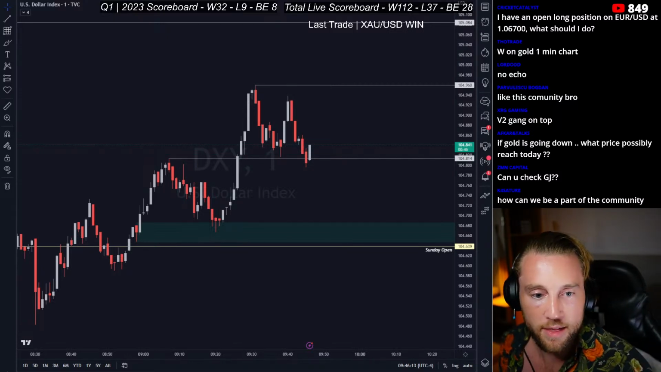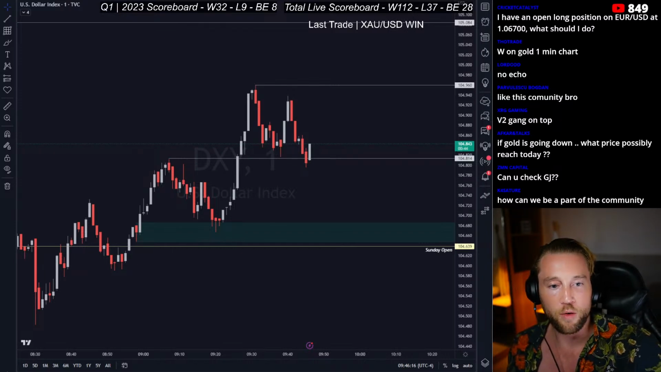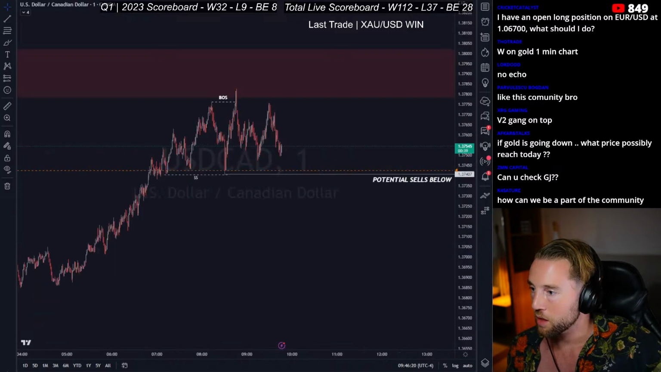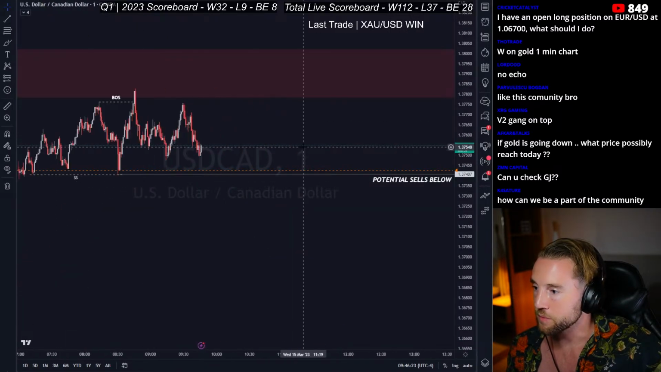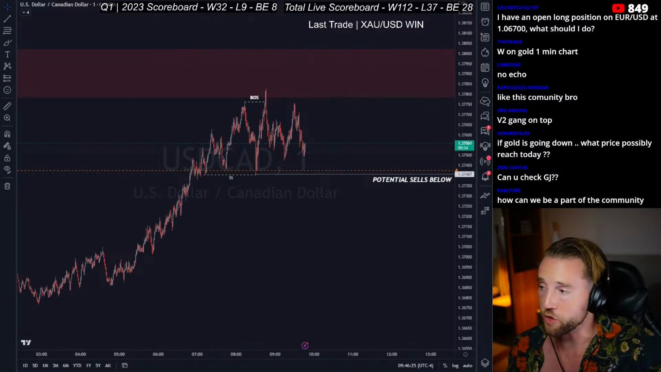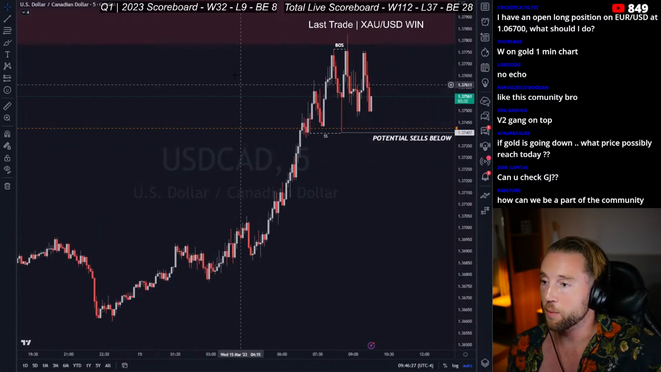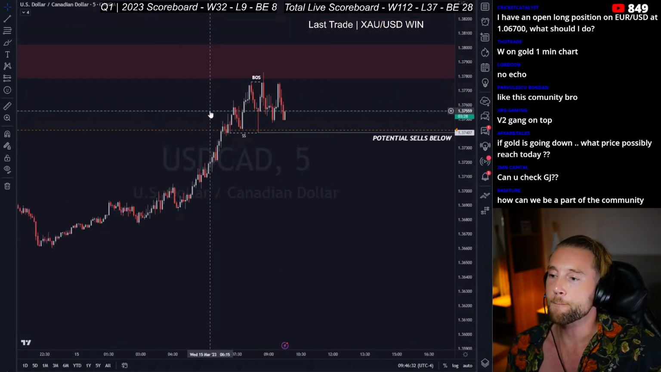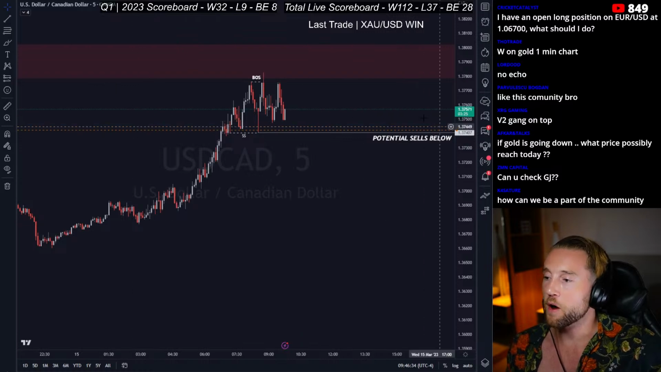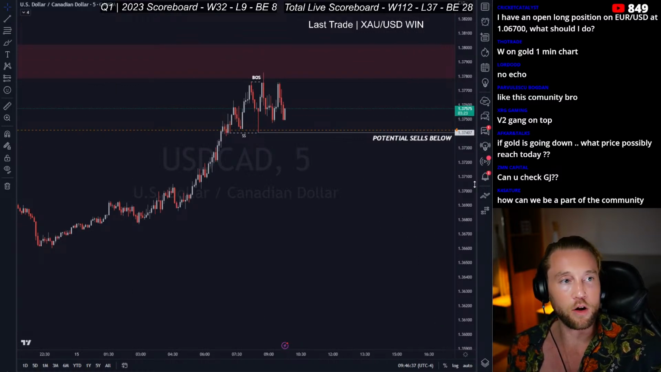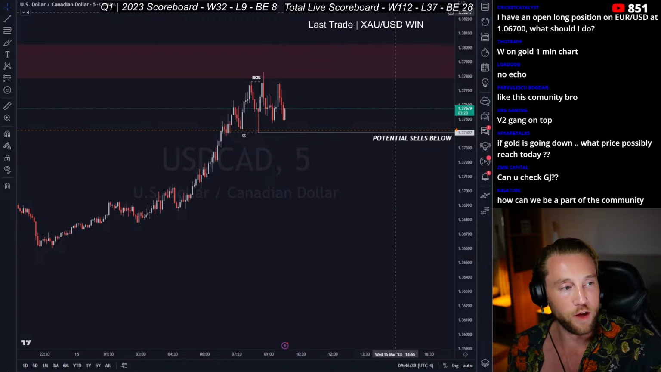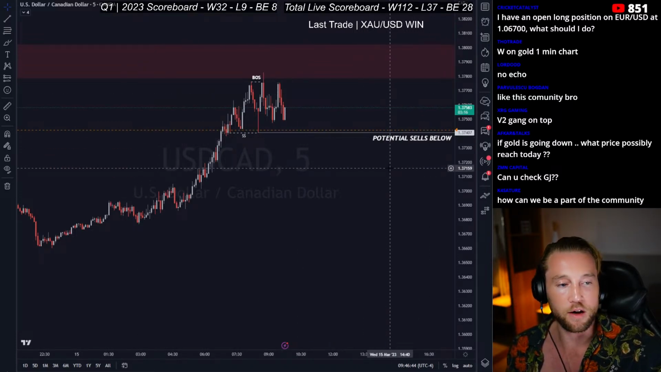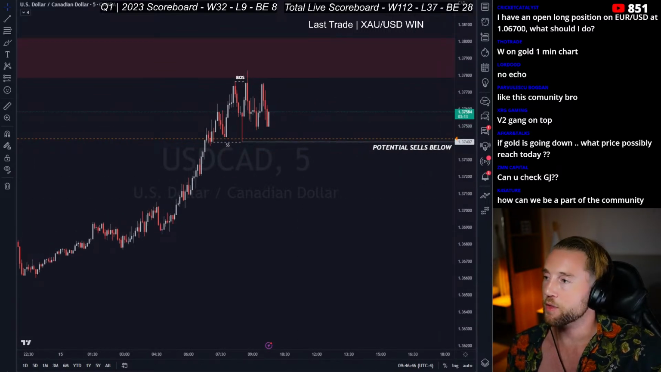Cricket and Catalyst says, I have an open long position on EURUSD at 106.7. Okay. US dollar Canadian dollar, guys, is still in the picture, by the way. We're distributing right now. It seems like we're creating some sort of distribution phase here. The only reason why we are not looking at it right now is because of the dollar. If the dollar comes up, then gold is the best way to go. If the dollar comes down, I'm actually looking at the US dollar Canadian dollar. So that's important here.